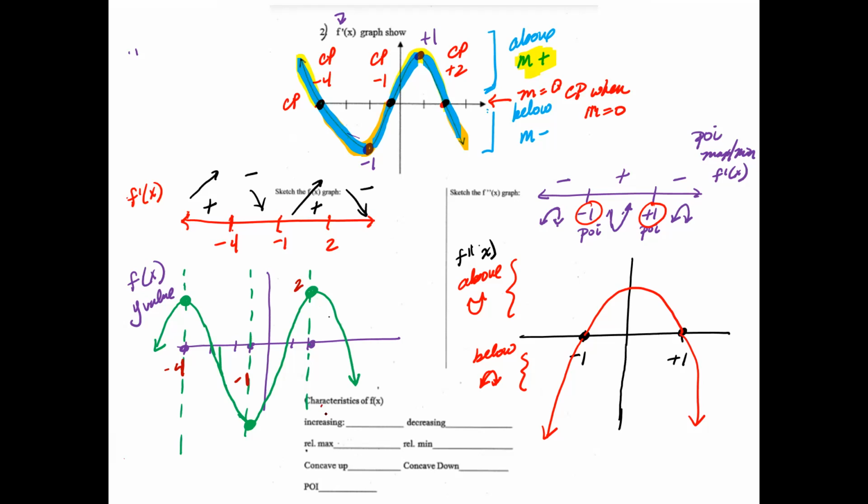So I will write increasing is from -infinity to -4, and union, make sure you have a union there, -1 to +2. It's decreasing, and again, you're looking at this graph right here. It's decreasing from -4 to -1, union, and it's again decreasing from +2 to infinity.